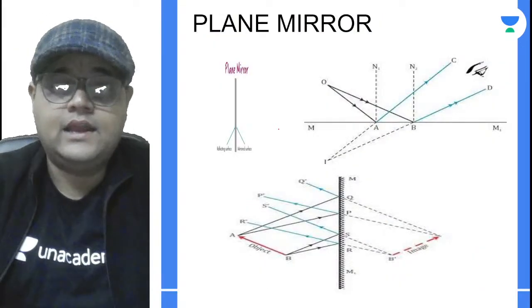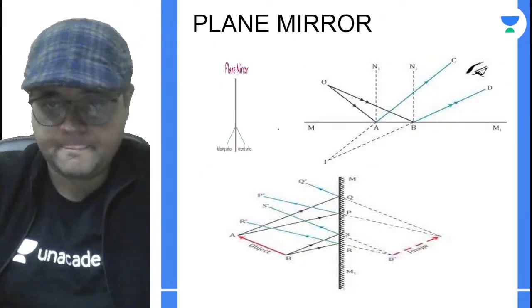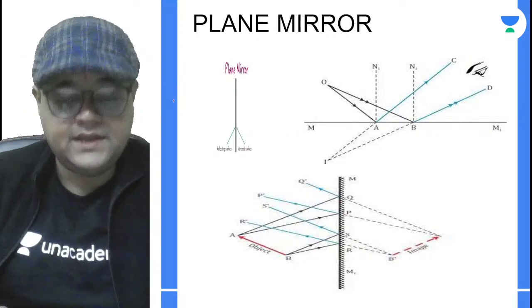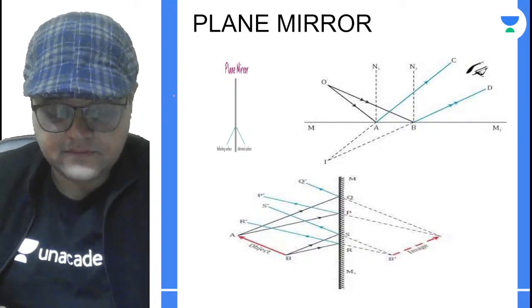Okay, now let's talk about the plane mirror. See, a plane mirror indeed is a surface, a mirror which has one polished surface.